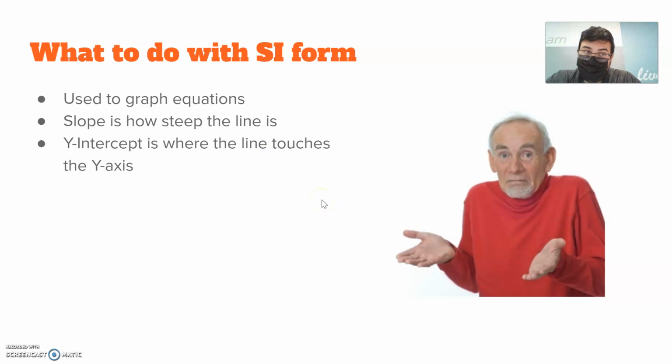So what do you do with this? What's the whole point of even having slope-intercept? It's used to graph equations. And slope is how steep the line is, and the y-intercept is where the line touches the y-axis. So we're going to see a few examples right now on how to calculate the slope, what to do with it, and what to do with the y-intercept.